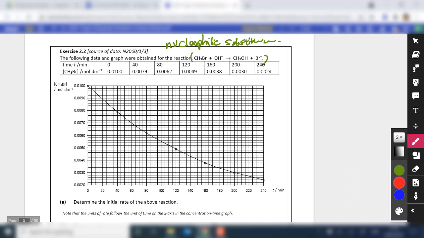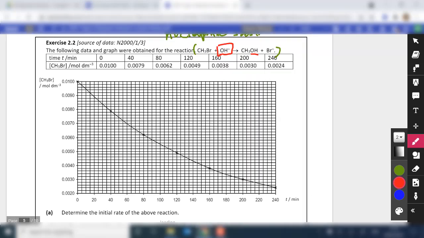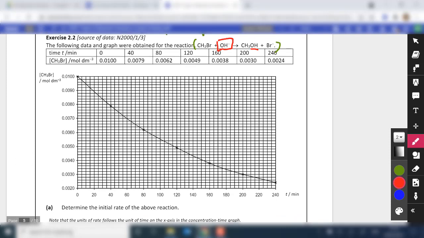Basically, the OH minus acts as the nucleophile and it substitutes the bromine, so that's why it comes in as OH. Anyway, the scientists studied this particular reaction and drew a graph like this. The graph has been drawn for you, but if this were an assessment question, they would probably ask you to draw the graph yourself.